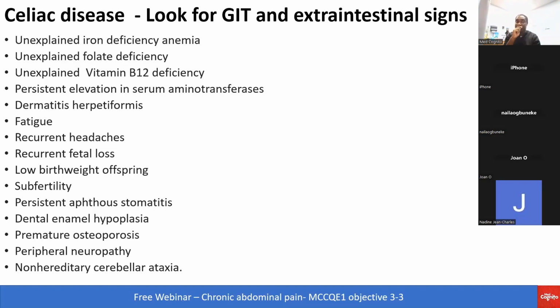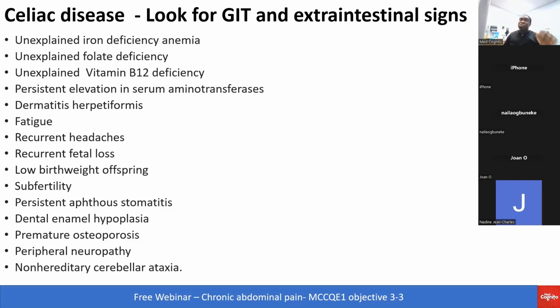this is dermatitis herpetiformis. So you have a patient who has iron deficiency anemia on lab work, and the patient is also presenting with fatigue, or recurrent headaches, or recurrent fetal loss, or low birth weight in the baby, or subfertility, or persistent ulcers in the mouth plus anemia, persistent ulcers in the mouth plus vitamin B12 deficiency, persistent ulcers in the mouth plus folate deficiency. One diagnosis should click in my mind: celiac disease.